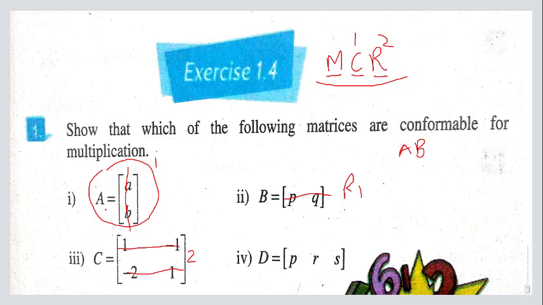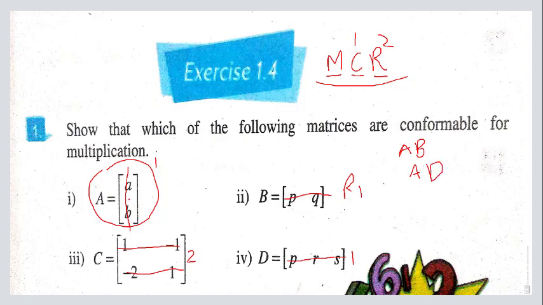Again, we will check matrix A with D. How many columns in the A matrix? There is only one column. How many rows in the D matrix? There is only one row. So this means that A and D can be multiplied. In the solution, we will write AD as well.